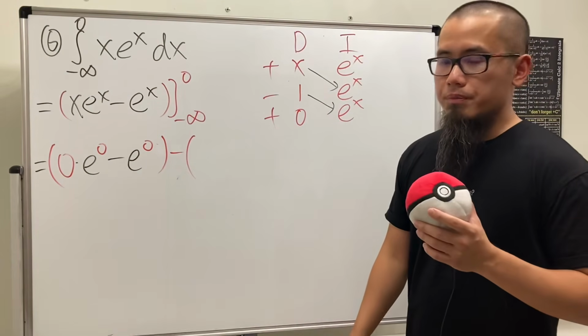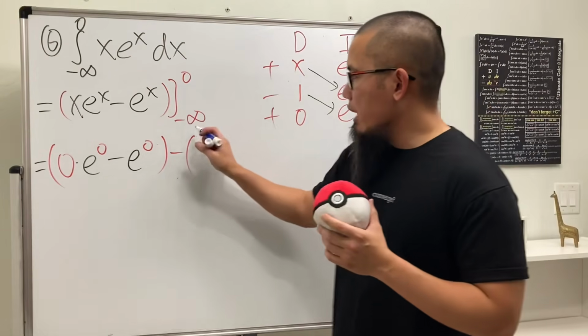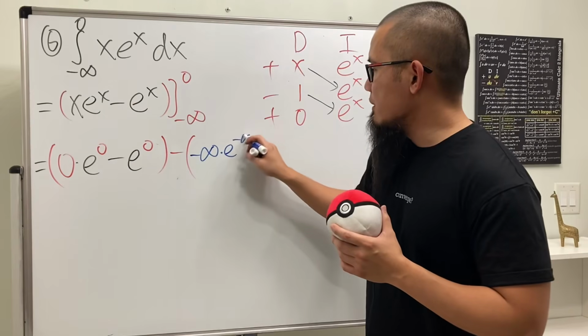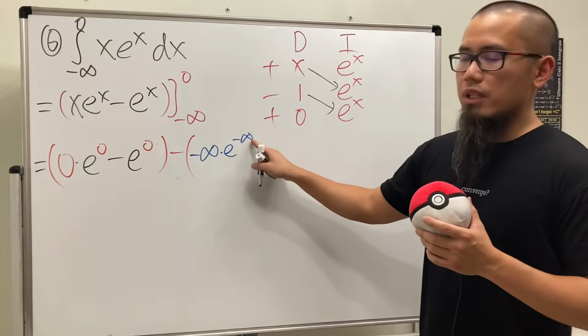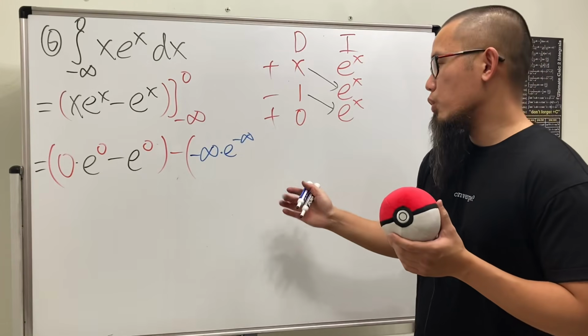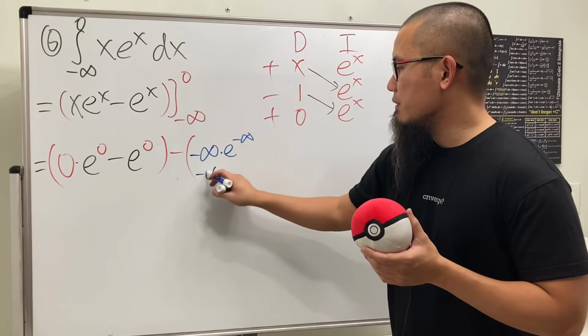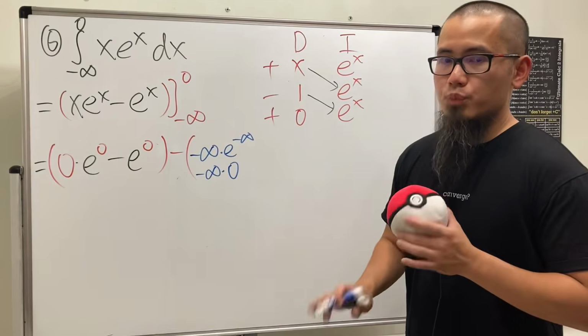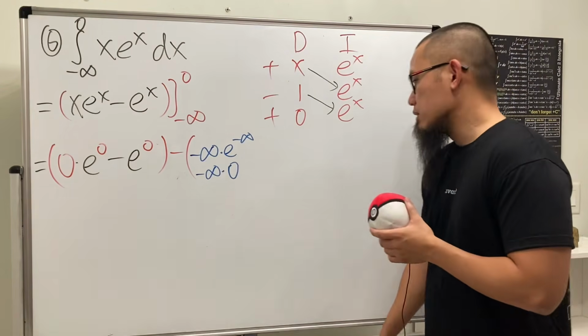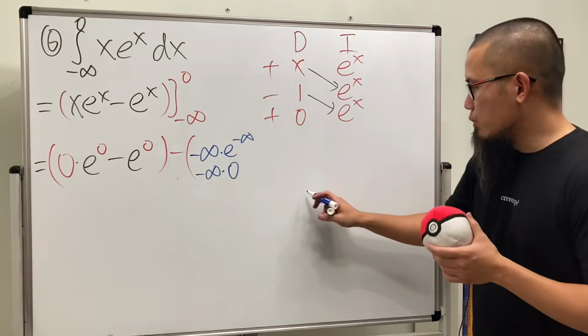But here's a small issue. If we put negative infinity here times e to the negative infinity, e to the negative infinity is the same as saying 0, right? So this is technically negative infinity times 0. We cannot draw any conclusion yet. We will have to do some work on the side. So let's do it right here.